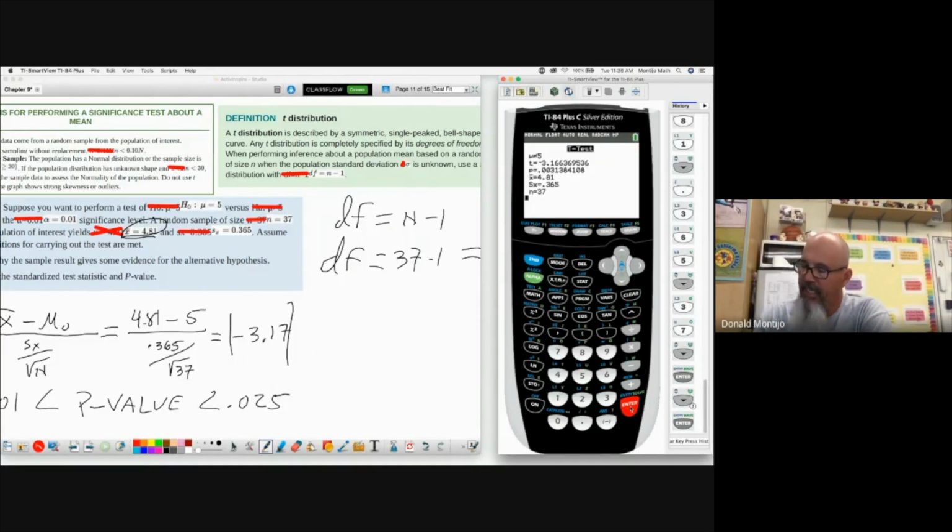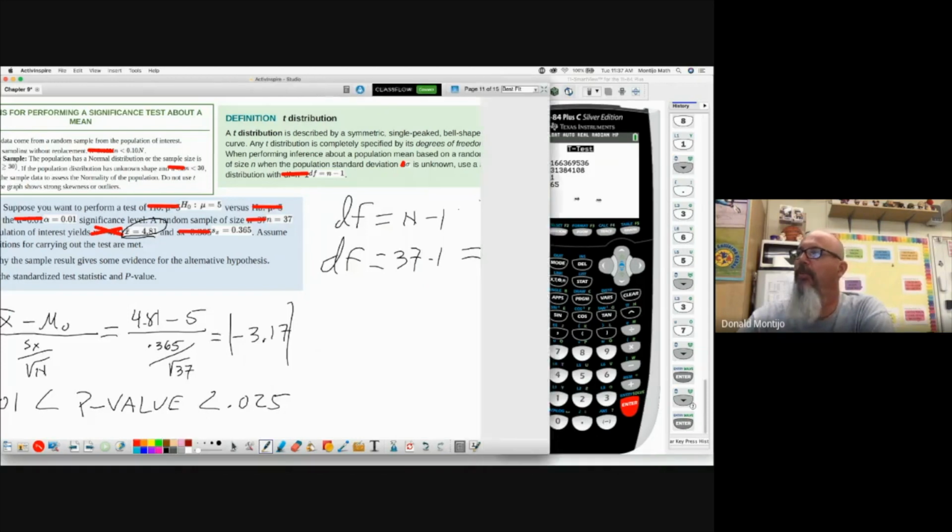Oh, my t-test statistic was negative 3.166. My p-value was 0.003. That matches what we found here by hand. So this is a very small p-value. Therefore, the data is statistically significant, and we would reject the null. They didn't ask us to go that far yet, but that's what we're going to be doing with this.